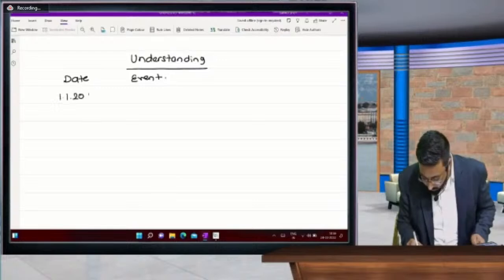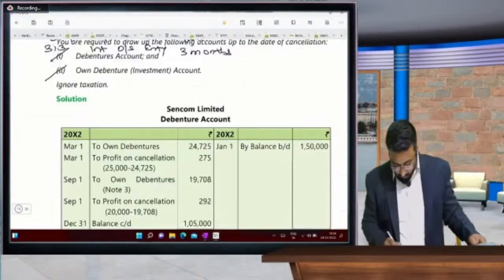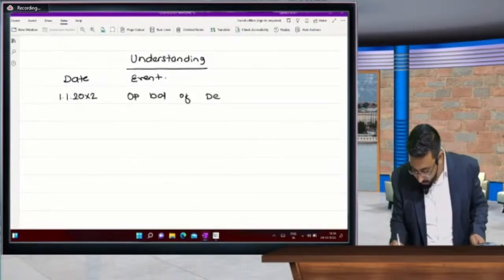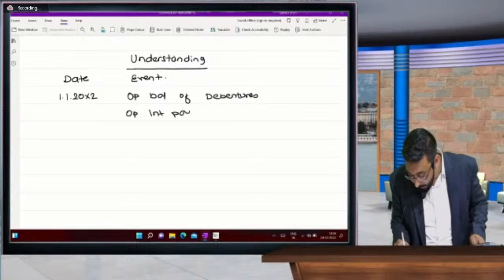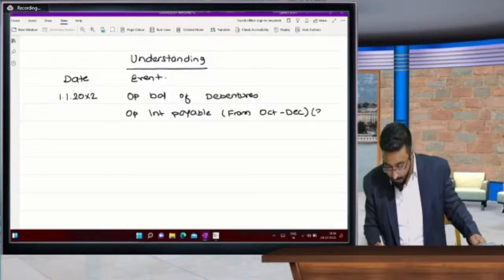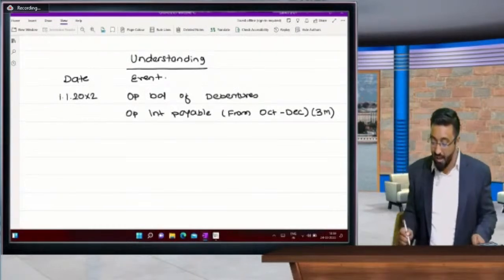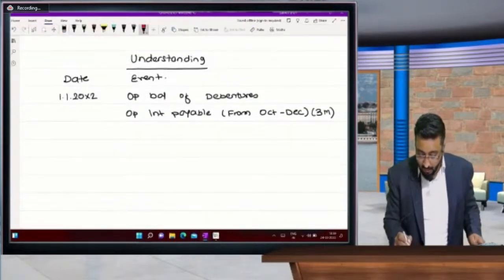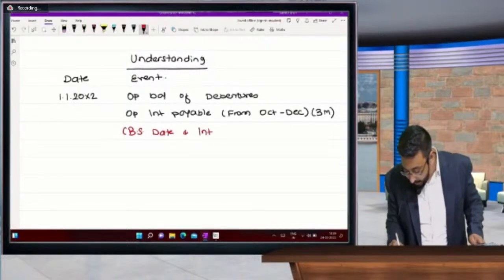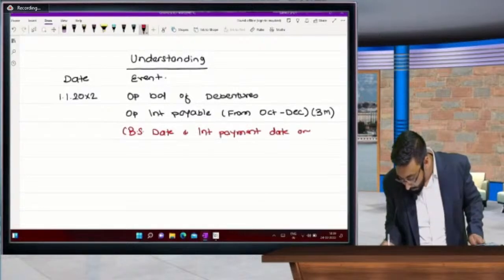First date, 1st January 2002: opening balance of debentures and opening interest payable from October to December, 3 months. Why? Because balance sheet date and interest payment date are different.